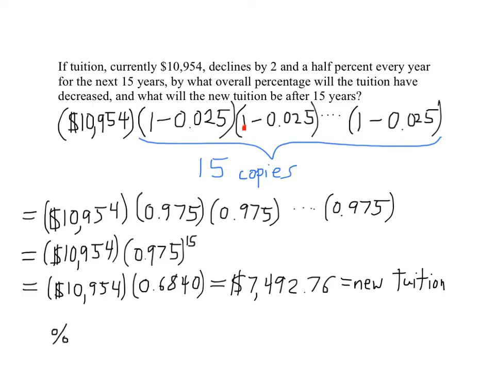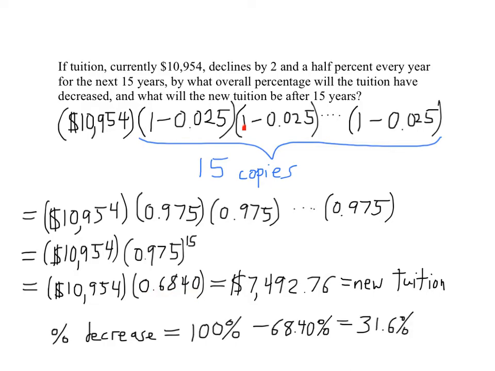What's disappeared is 100% minus 68.4%, and that's 31.6%. In other words, the amount that's disappeared, the percent decrease, is the difference between how much you started with, the original tuition, and how much is left of it in the end. That difference is the percent that's disappeared.